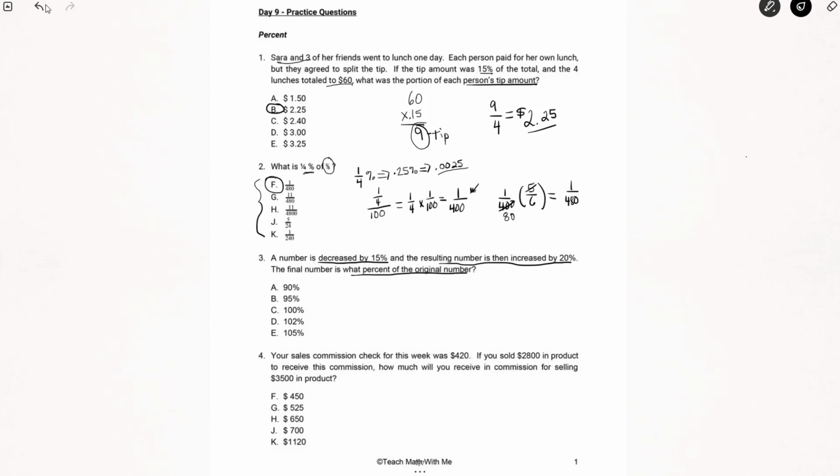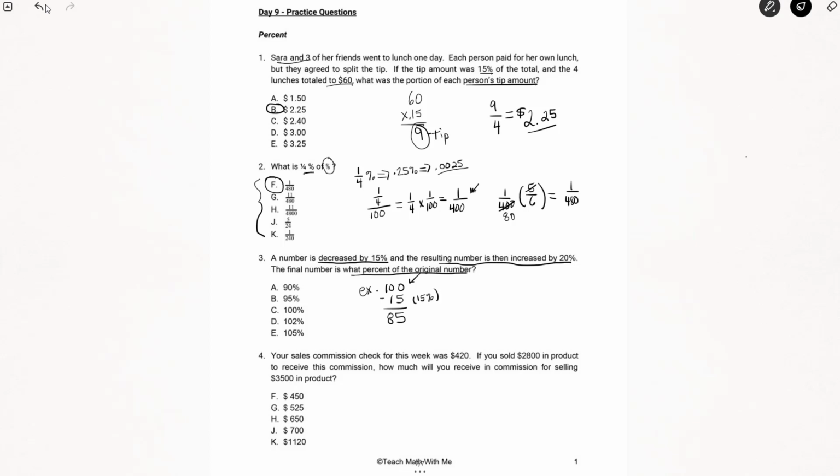So let's just use as an example, let's say my original number is 100. 100 is a round number. It's easy to work with percents. And it tells me to decrease this number by 15%. Well, I know 15% of 100, I could do 100 times 0.15. It is 15. That's why I picked 100. So I can decrease 100 by 15, and we get 85. This is the 15% decrease.